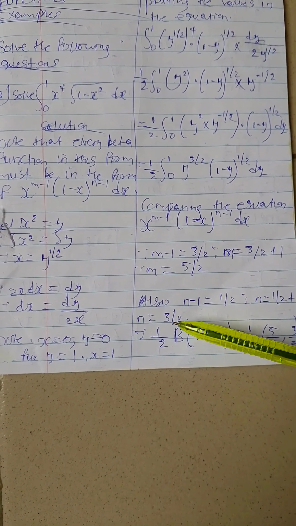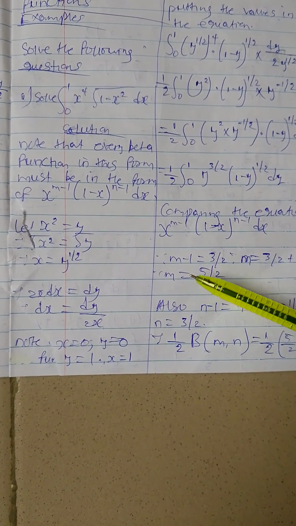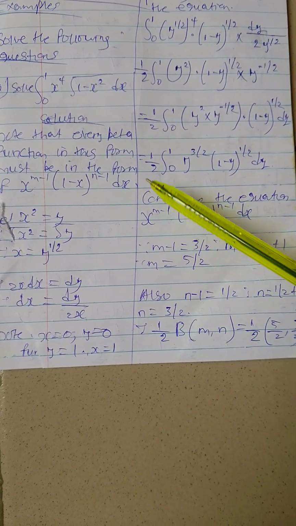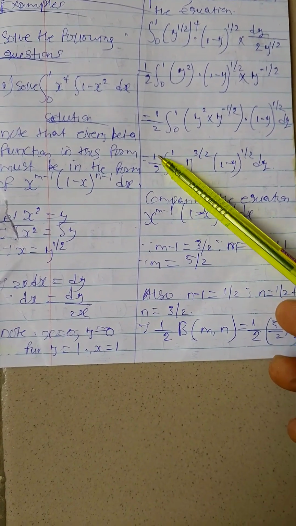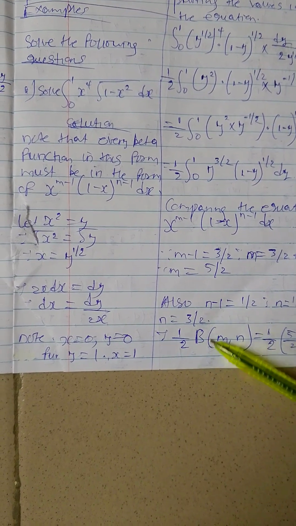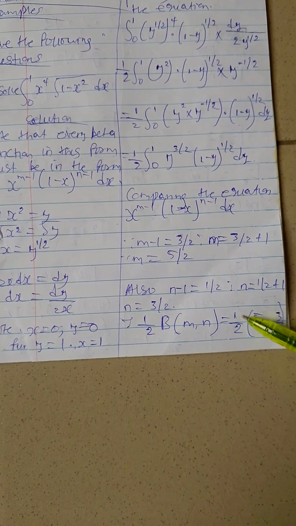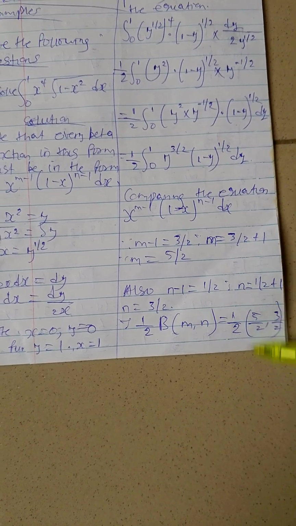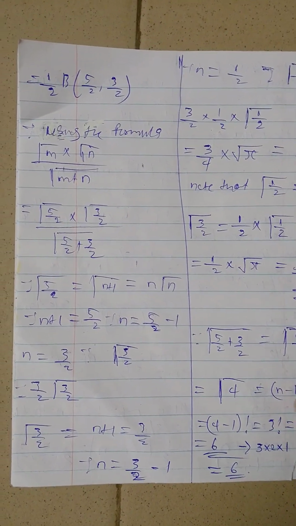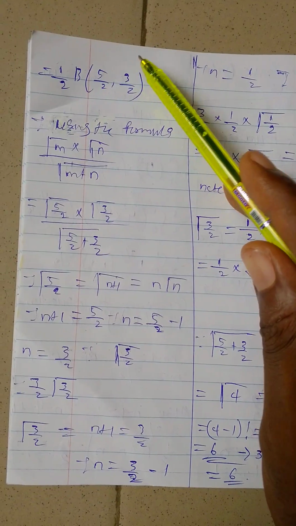Now let's find the beta function of m and n. It is always in the form, that becomes 1/2, don't forget to carry this 1/2 along, so that becomes 1/2 beta m, n. My answer for m is 5/2, my answer for n is 3/2. So that becomes 1/2 beta 5/2, comma 3/2.